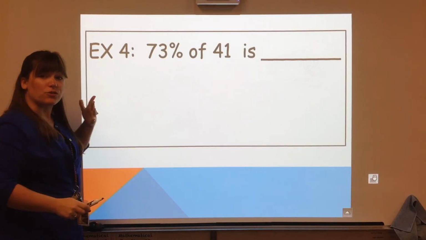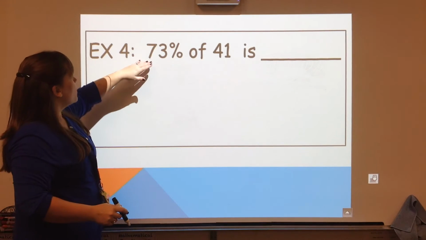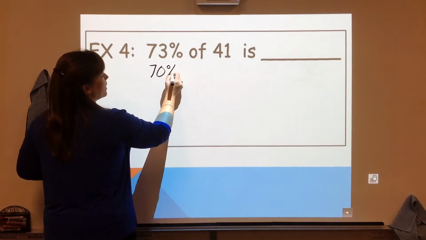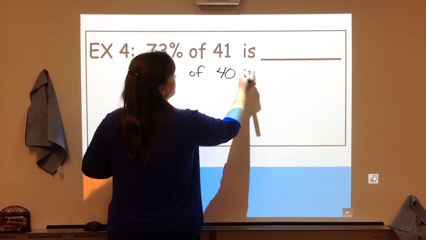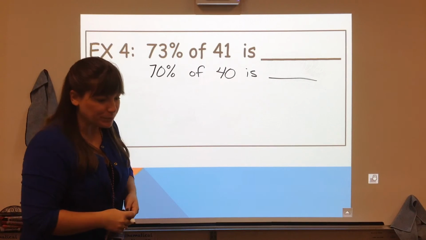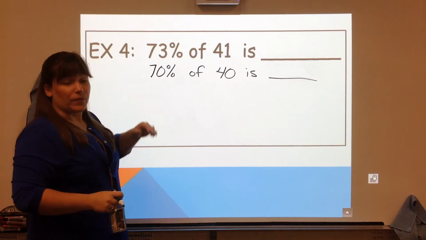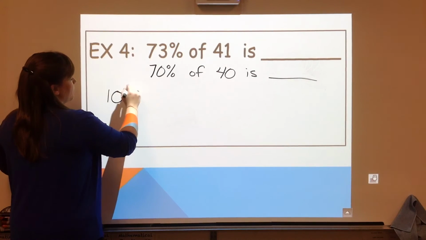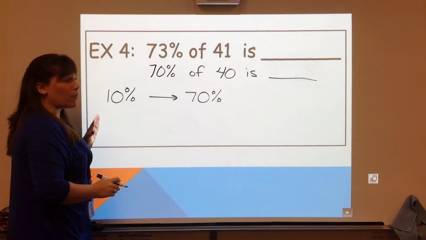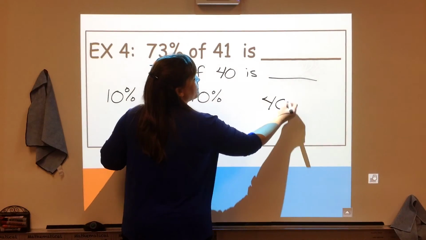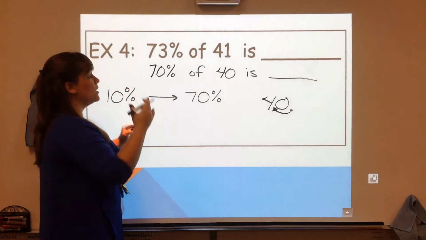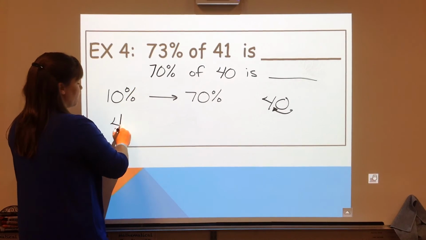Now example 4, I'm going to show you that mental math 10% trick. We're going to first change these, so I'm going to go down to 70%, and I'm going to go down to 40. It's okay if you go up or down, we just want those numbers to end in those zeros. So I'm going to write down my 10% because 10% is going to actually go to 70%. I'm going to need that when I multiply. Then I'm going to come over here and find 10% of 40. Remember, the decimal place moves over one place. So 10% of 40 is 4.